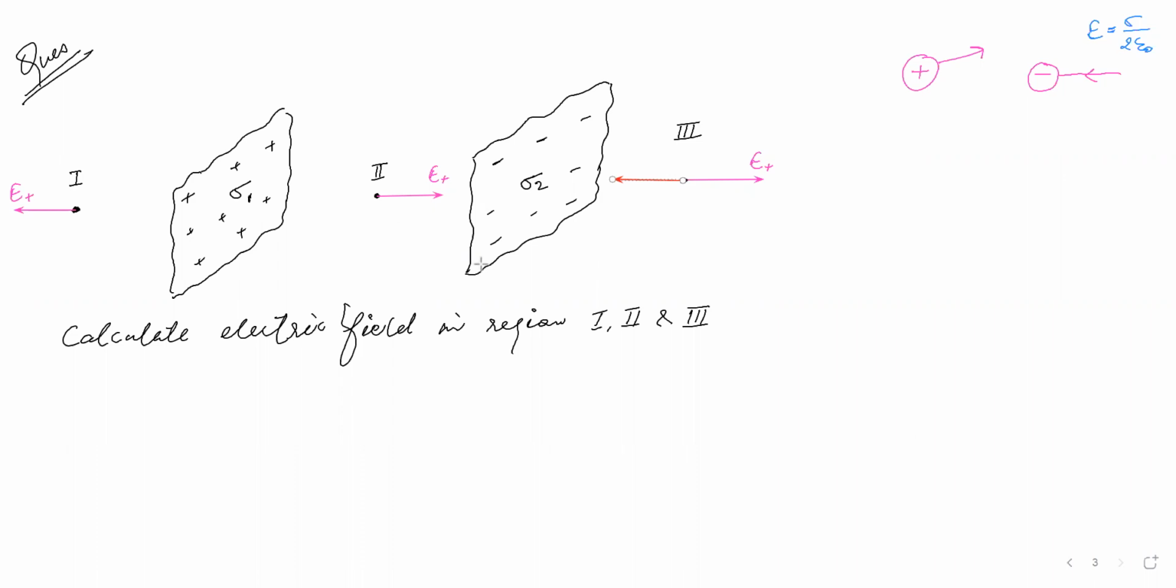in region 2, once again, due to sigma 2, it is towards the charge. Are you clear? In region 3, it is towards the negative charge. Are you clear? All of you are understanding? Sir, can you explain again?